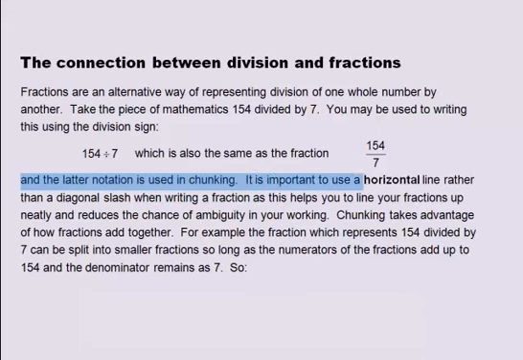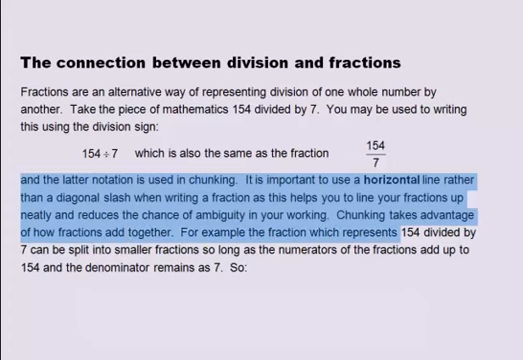It is important to use a horizontal line rather than a diagonal slash when writing a fraction, as this helps you to line your fractions up neatly and reduces the chance of ambiguity in your working. Chunking takes advantage of how fractions add together. For example, the fraction which represents 154 divided by 7 can be split into smaller fractions so long as the numerators of the fractions add up to 154 and the denominator remains as 7.